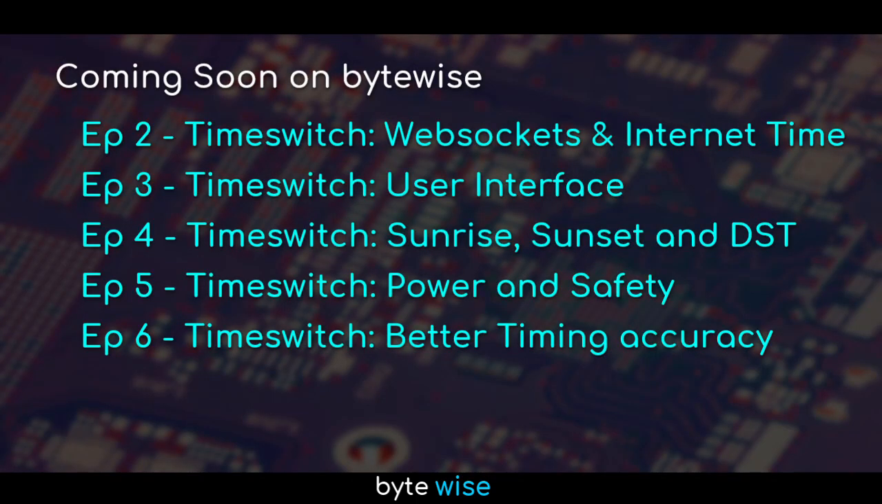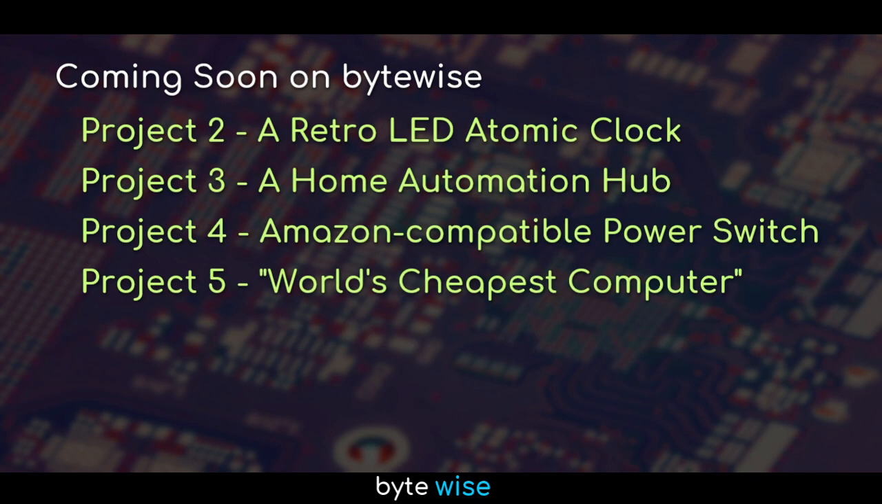Over the next few videos, we'll complete this project using these 5 add-ons. Future projects include a red LED retro atomic clock, a home automation hub that will allow multiple time switches to be connected together and operated via infrared remote control, an Amazon compatible power switch, and what could very well be the world's cheapest computer.